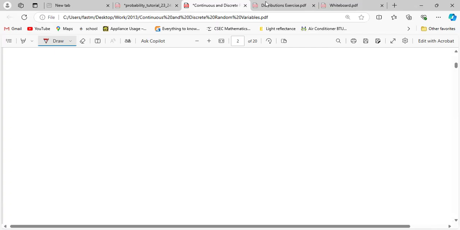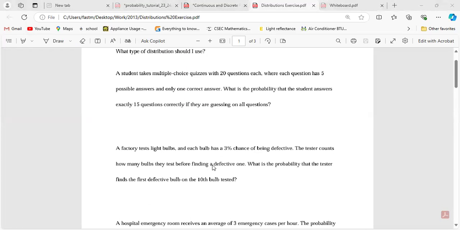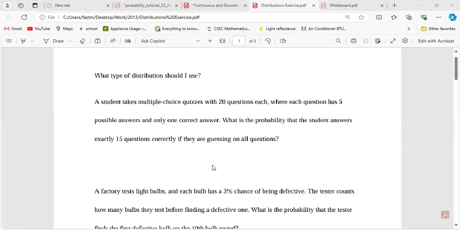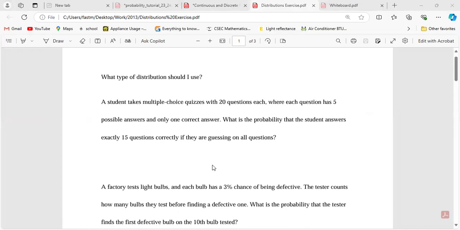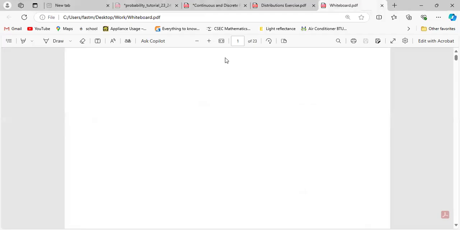So now we jump into the distributions. I will see how much I could get done, but I've already started, and you have the solutions to it. Once you understand it, you could always do it.